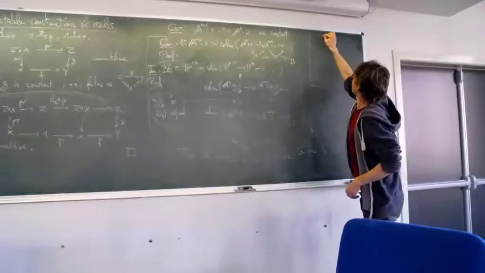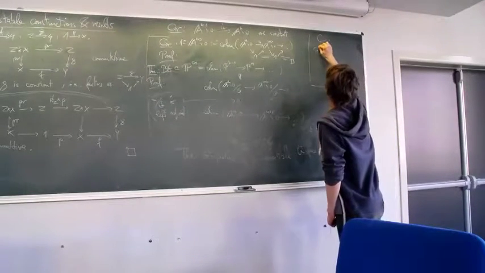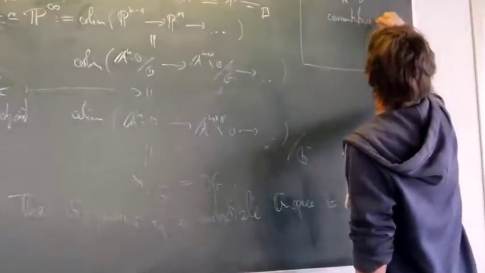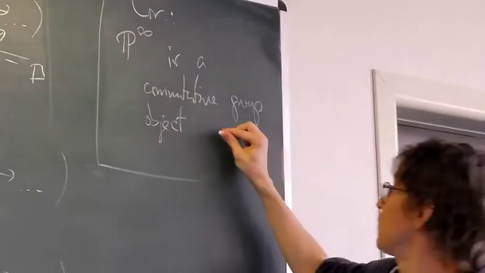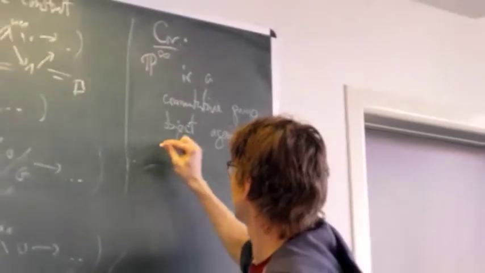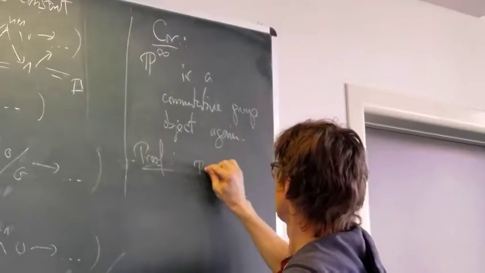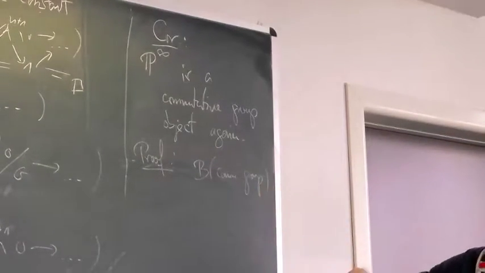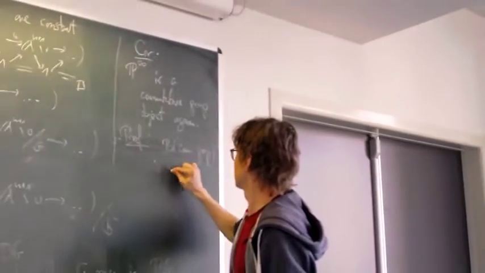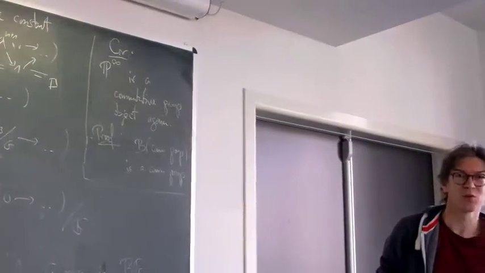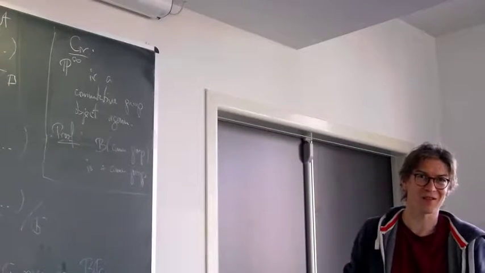And here's a corollary still. So this P infinity, which is BG now, is a commutative group object again, because B of a commutative group object is again one. Another thing that we can talk about. B of a group is nothing particular, but B of a commutative group is again a group. Wait, B of a group is not a group. You sort of lose the G action. You use it to construct this B construction and then it's gone.